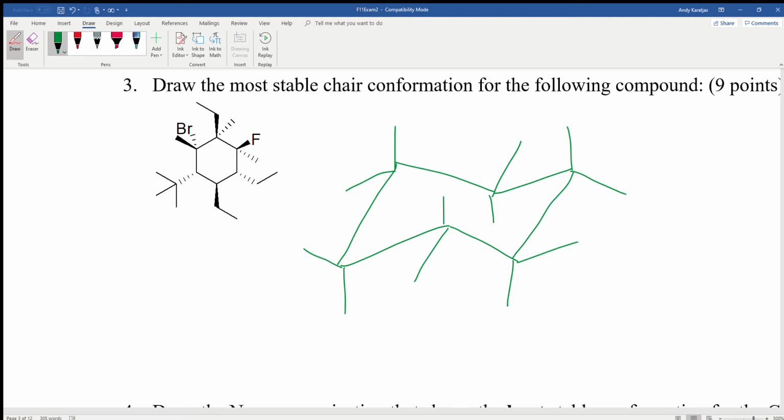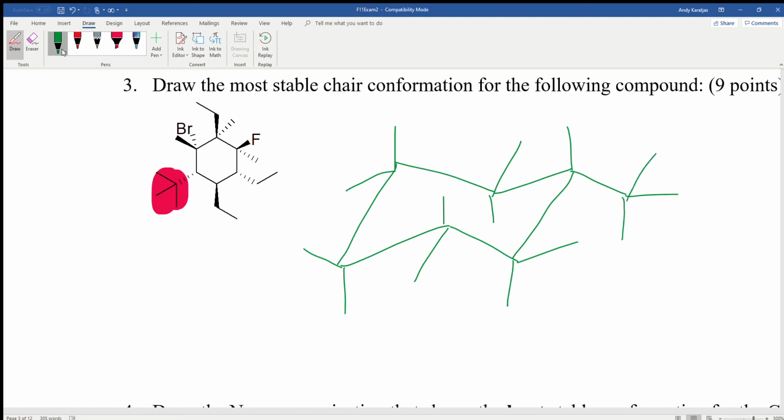In general, we find that we set up our chair conformation by either trying to get as many substituents into equatorial positions, or if there's a very large substituent such as a T-butyl, we try to make sure that that T-butyl is in an equatorial position. Now, this molecule does have a T-butyl group, so that's going to be the basis for the rest of our chair conformation. That T-butyl group is pointing down, so I'm going to put that T-butyl in an equatorial down position such as this one.